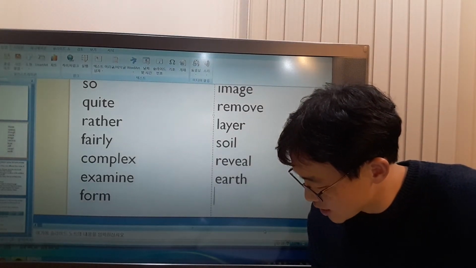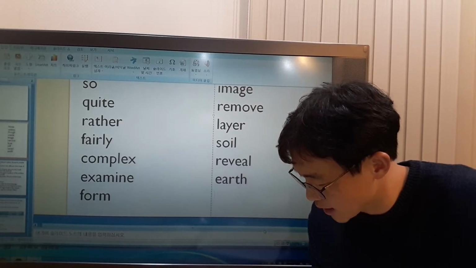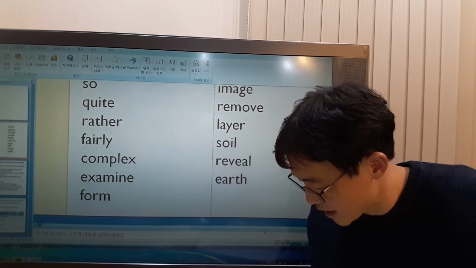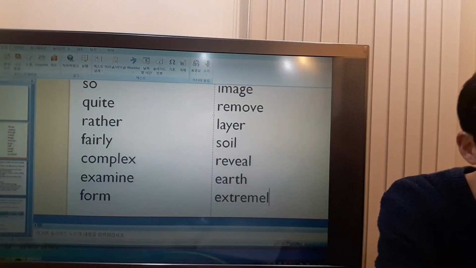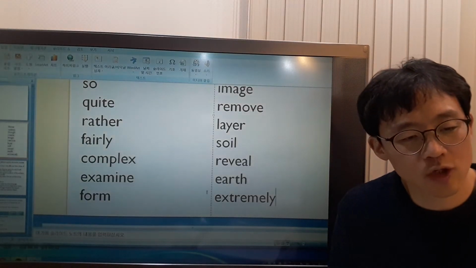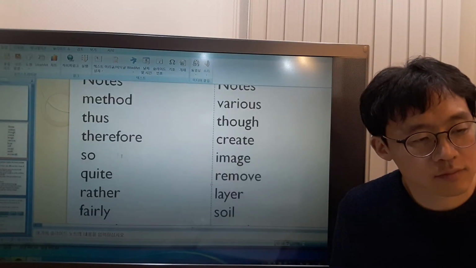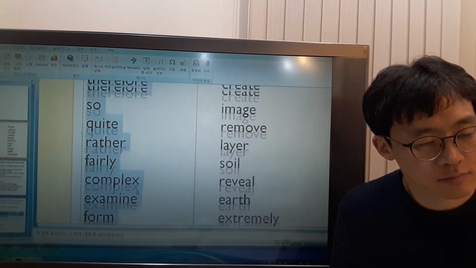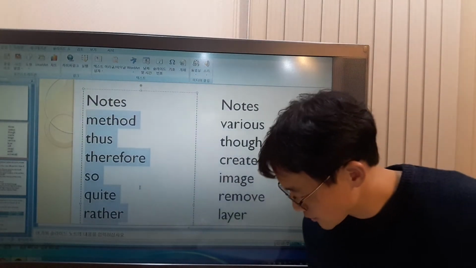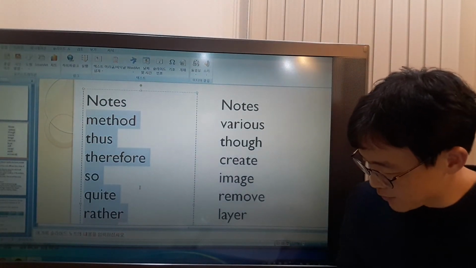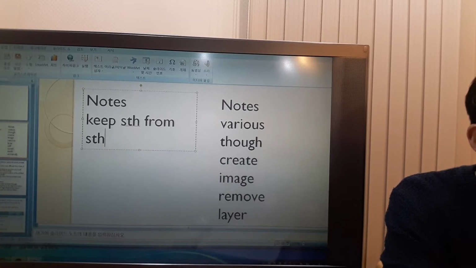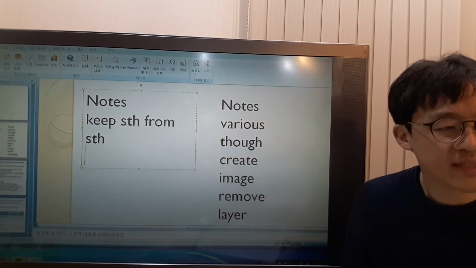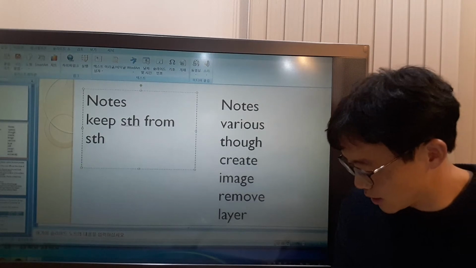The extremely arid desert has kept the images from eroding, so the pictures have lasted for more than 1,000 years. The extremely, what does that mean, extremely? Extreme means to a great degree. So it means very much. Arid desert has kept the images from eroding. Keep something from being something. What does that mean? It means it prevents something from being done. Okay?